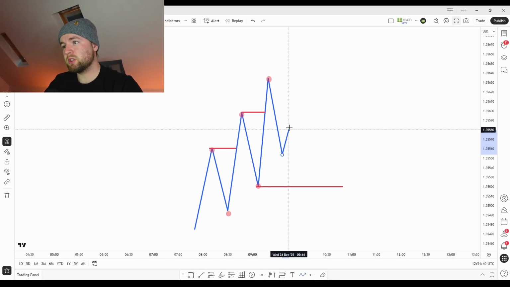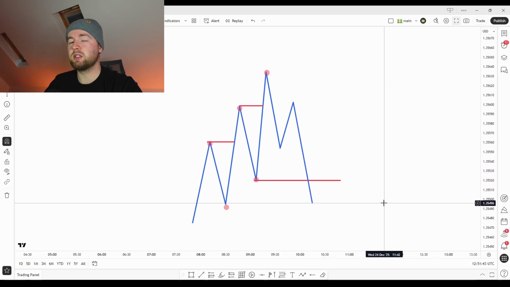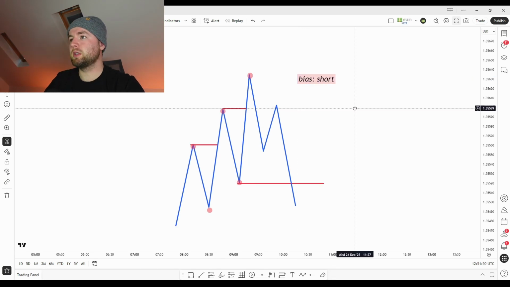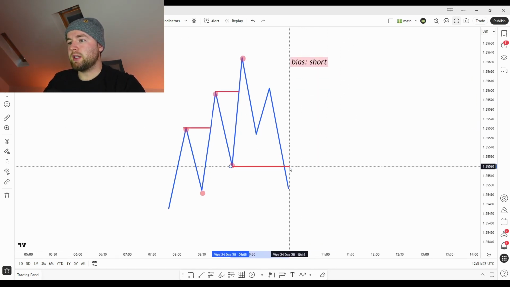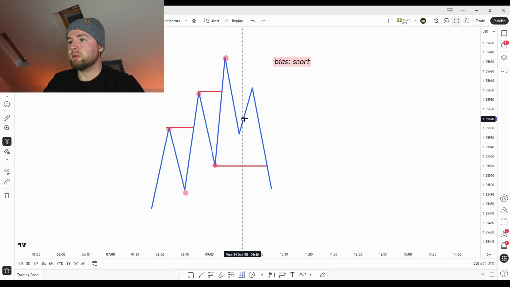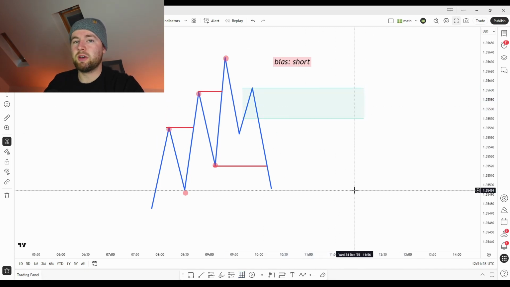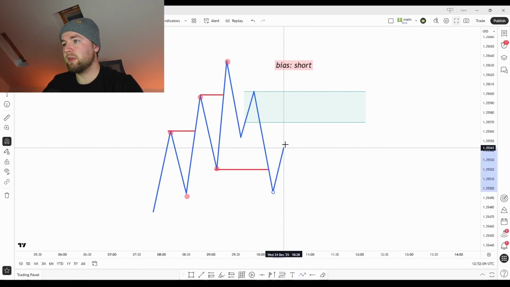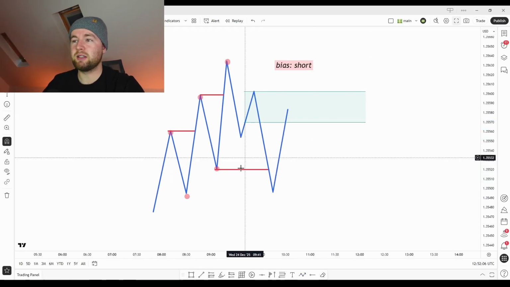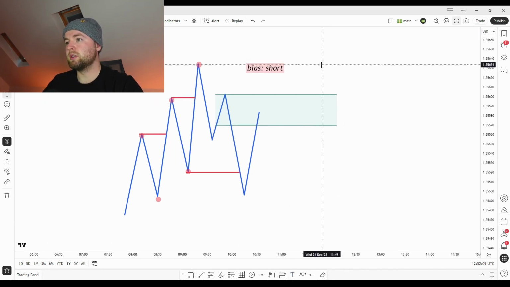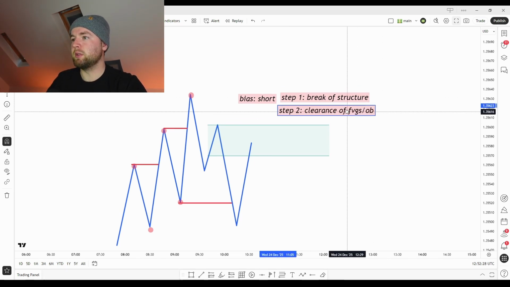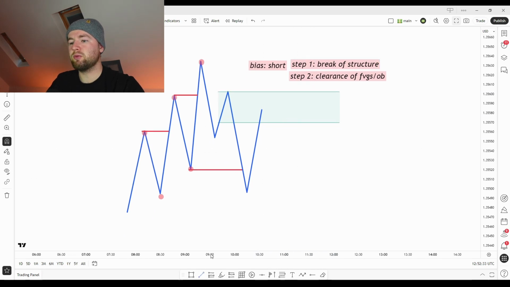Okay, so we want to wait for a downwards break of structure considering our bias is short. So I'm going to put this at the top. Bias short. Okay. And when you get this break of structure to the downside, you want to mark out either an order block or a fair value gap. Completely up to you. I use both. I'm not picky. And we want to see this order block or fair value gap get cleared / tapped into. So step 1, break of structure, and then step 2, clearance of FVGs / OB. Alright, beautiful.